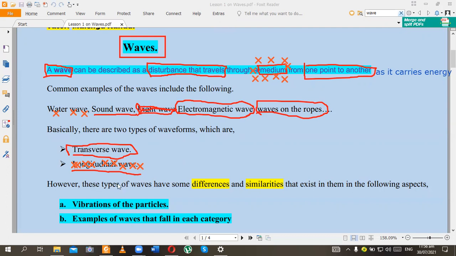Now, when you say there are differences and similarities within these types of waves, what are the aspects that we have to look at? What are the things that we need to consider?